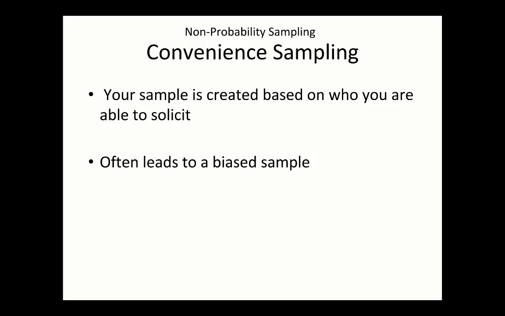Next, we will look at non-probability sampling. The first technique is convenience sampling. With convenience sampling, you essentially create a sample based on who you are able to solicit or based on who volunteers. The problem with convenience sampling is that you're often left with a biased sample that isn't representative of the target population.